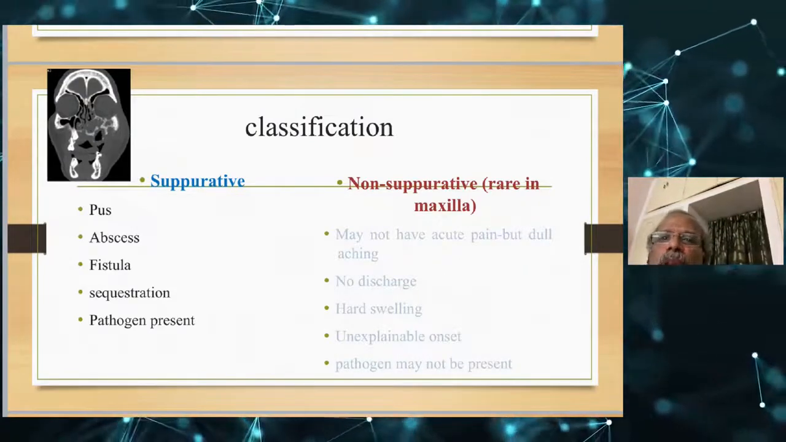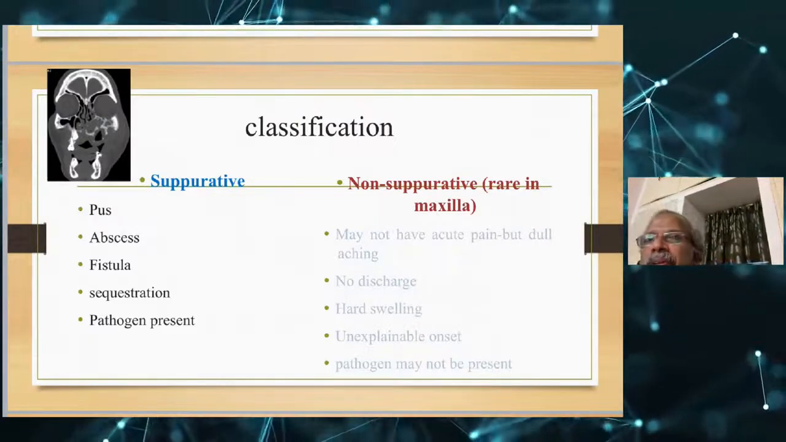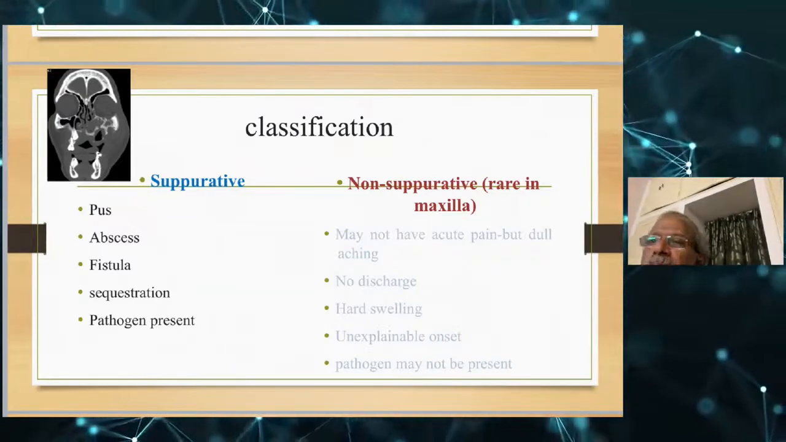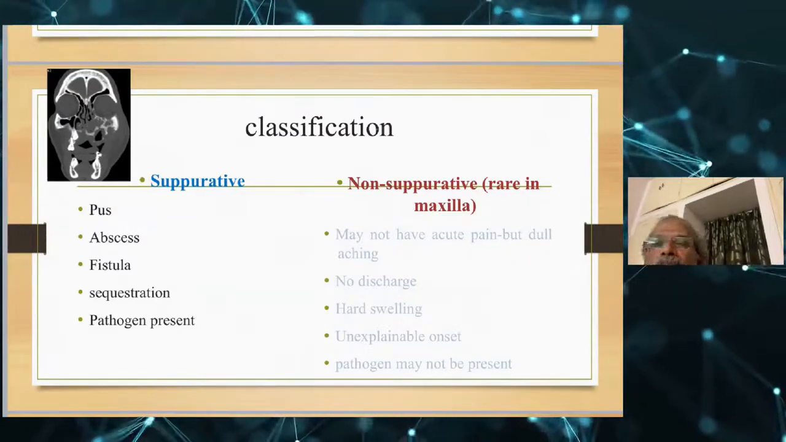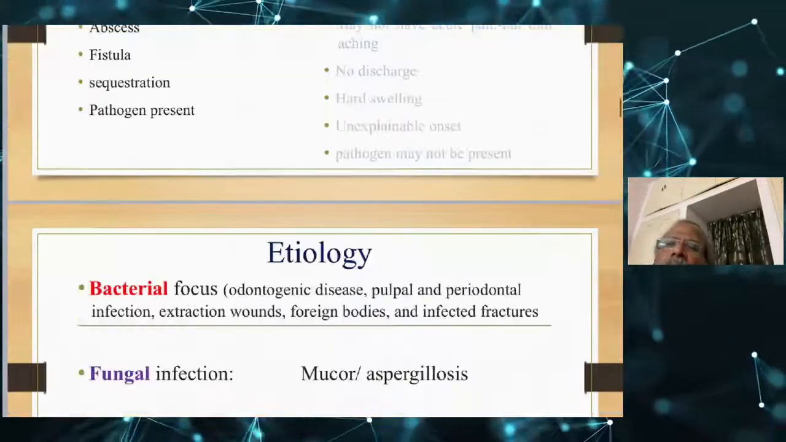Pus, abscess, fistula, sequestration, and there is some amount of pathogen always present. Only in the mandible we saw non-suppurative chronic osteomyelitis more than in the maxilla. In the maxilla, I hardly saw the non-suppurative one.